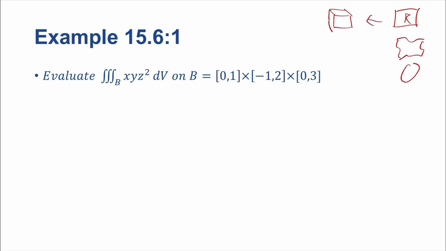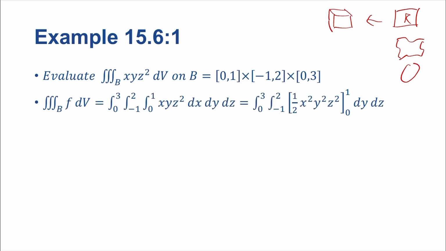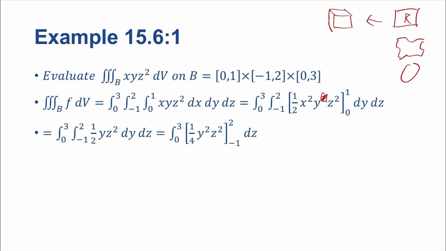Let's evaluate the integral of x, y, z squared dv on B equals 0, 1 times negative 1, 2 times 0, 3. So what we have here is the integral of f dv is equal to the integral, let's integrate dx, dy, dz, between 0 and 3, then between negative 1 and 2, then between 0 and 1 of x, y, z squared dx, dy, dz. Then we get integral between 0 and 3, then negative 1 and 2, then 1/2 x squared y z squared, all between 0 and 1, dy dz. Then we get between 0 and 3, then between negative 1 and 2 of 1/2 y z squared dy dz.